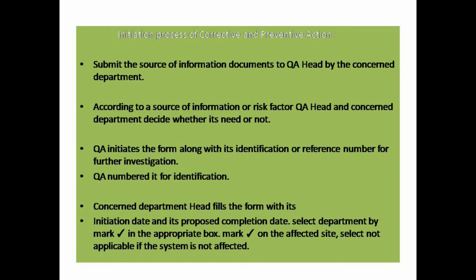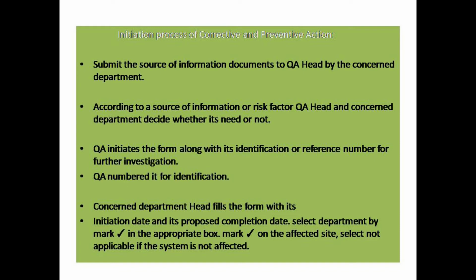Initiation process of corrective and preventive action. Submit the source of information documents to CAR head by the concerned department. According to a source of information or risk factor, CAR head and concerned department decide whether it's needed or not. CAR initiates the form along with its identification or reference number for further investigation. CAR numbered it for identification. Concerned department head fills the form with its initiation date and its proposed completion date.